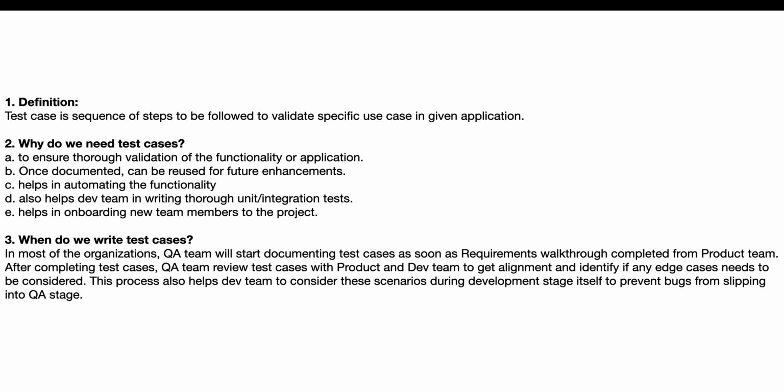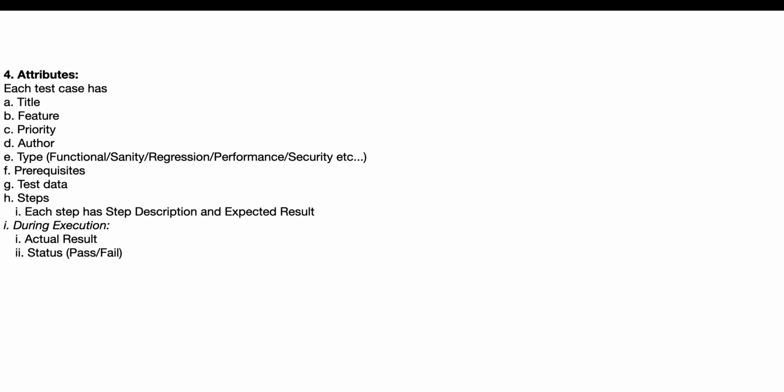Okay. Next, let's go to test case attributes. Each test case you document will have a title, and it will be associated with a feature. Example, when you are testing WhatsApp, messages, group messages and notifications are all different features. Similarly for Gmail, login is one feature, and once you log in, you have the inbox, and so on. Each one is a feature.